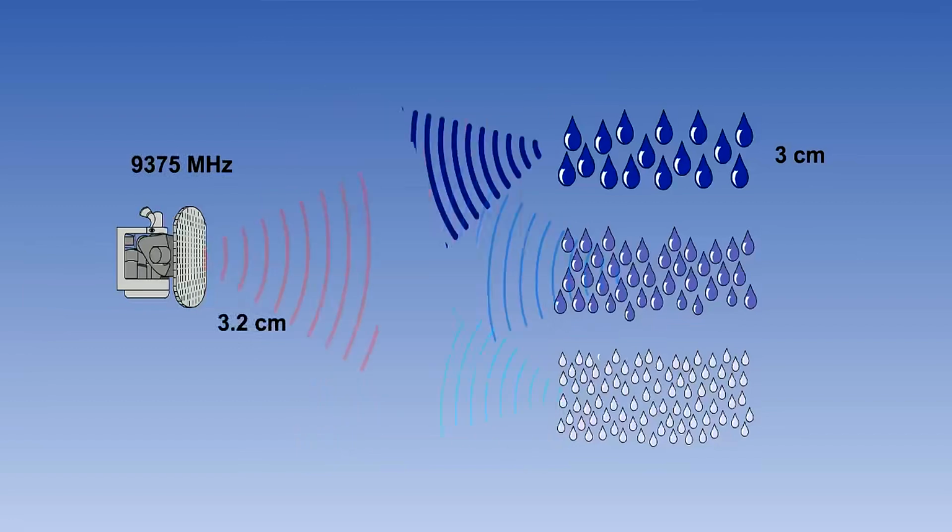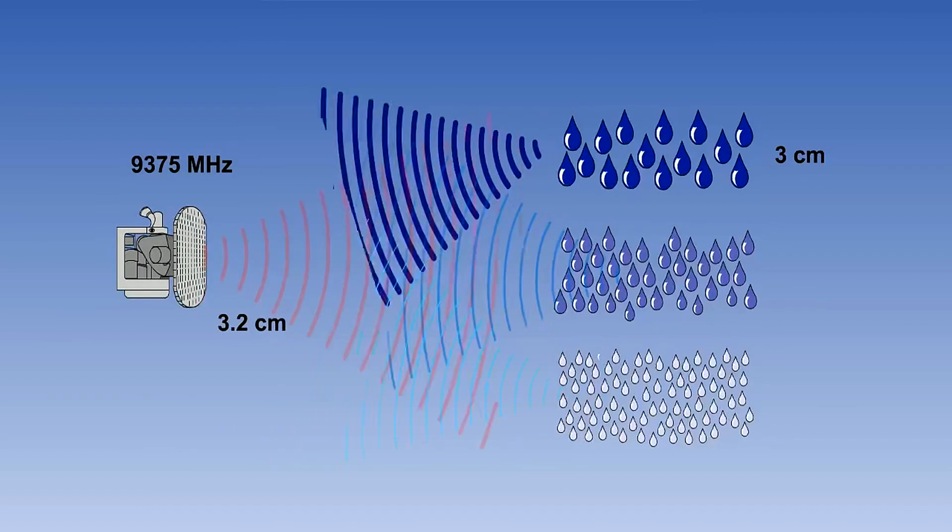A typical frequency used is 9375 MHz, which produces a wavelength of 3.2 centimeters. A higher frequency would produce returns from smaller droplets, whereas a lower frequency would fail to produce sufficient returns to highlight the area of turbulence.